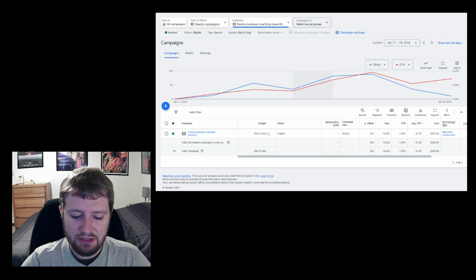Now the difference between the two is that people typing in your keyword for a search ad are obviously actively searching for that thing, whereas with people that see your display ad, Google thinks that they might be interested based on what it knows about them, but they may not be actively searching.